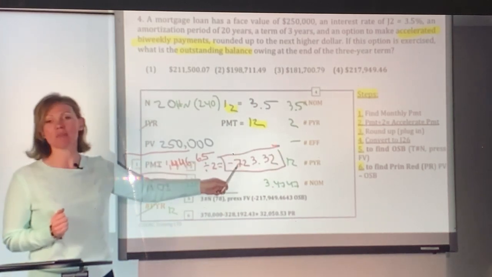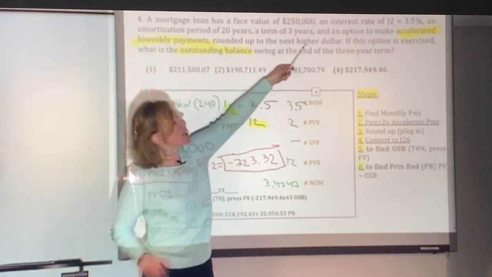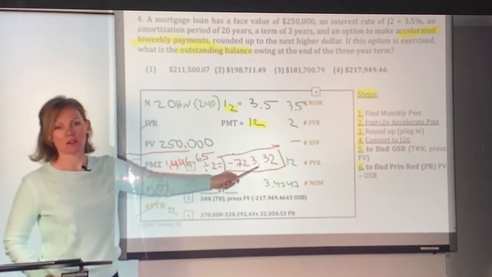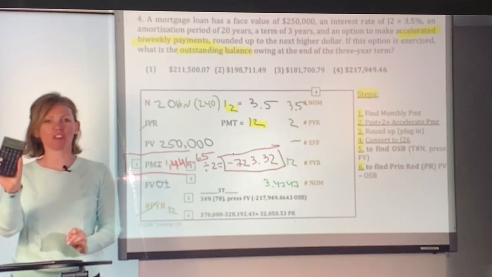What is this again? That's your payment. That is accelerated. But what are they looking for? They want it to be increased to the next higher dollar again. So increase it. So what's the next higher dollar from here? 724. So let's put that as a new payment, but make sure that you don't just put it on the paper. Make sure that you override it with the old payment.